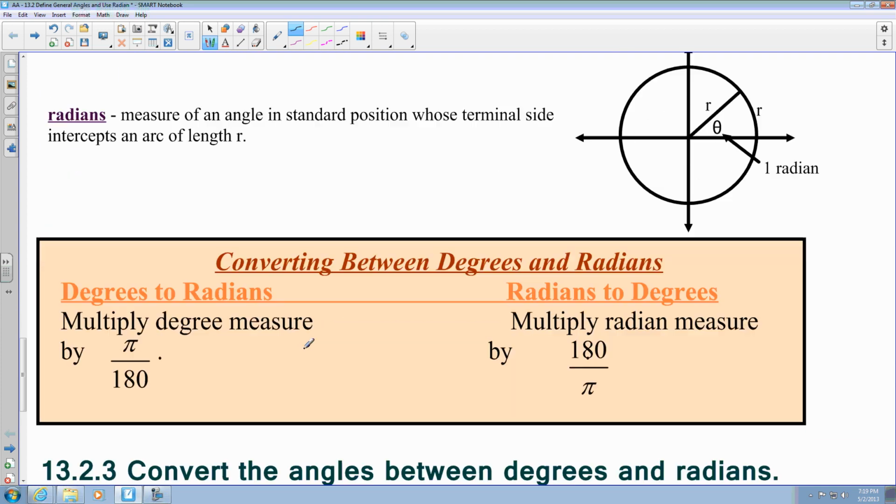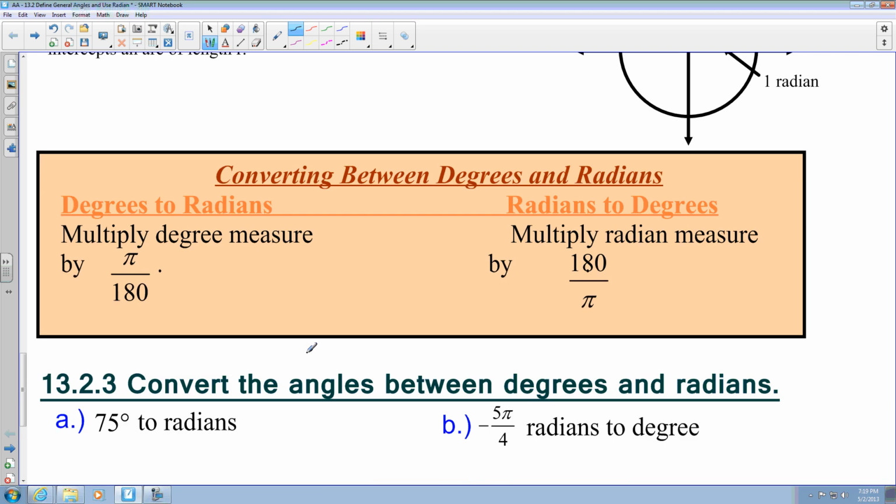Next thing we're going to talk about is radians. Radians is a measurement of an angle in standard position where the terminal side intercepts an arc length of r. It originated through the unit circle, and it deals with values within pi. We have conversion equations for getting from degrees to radians and also from radians to degrees.